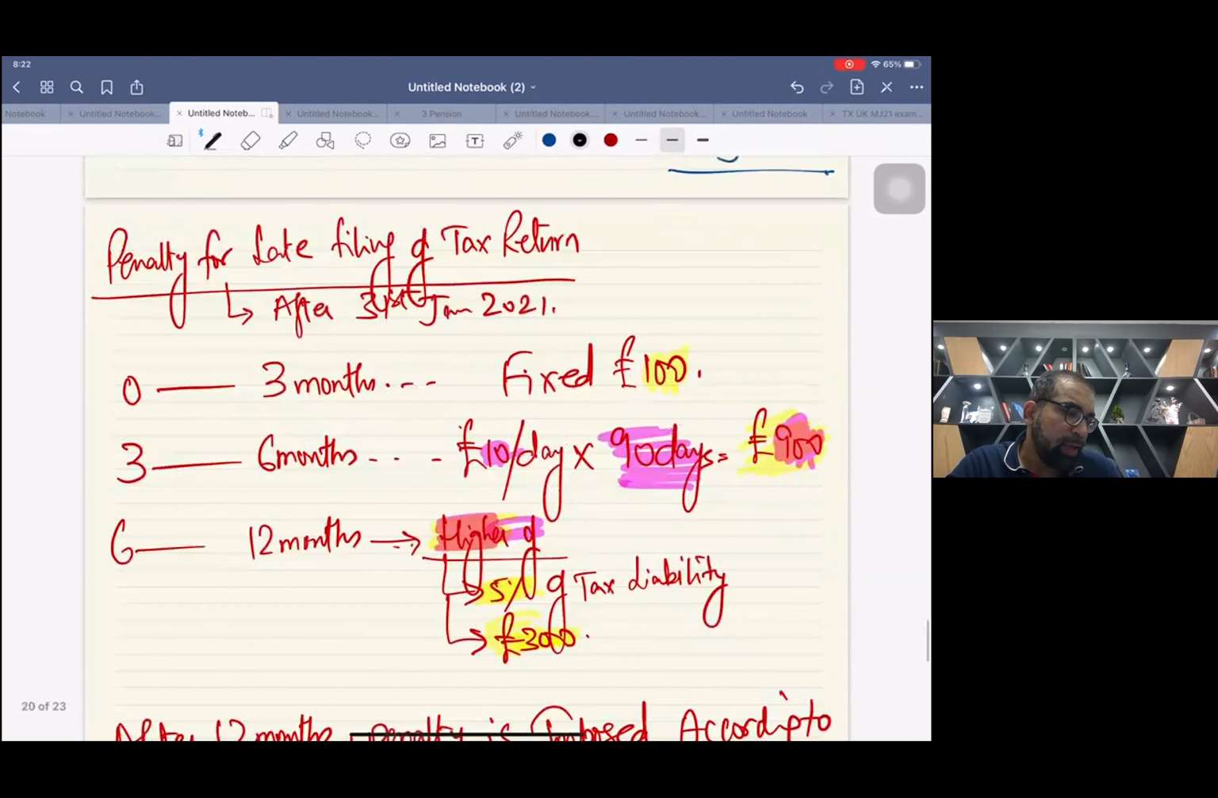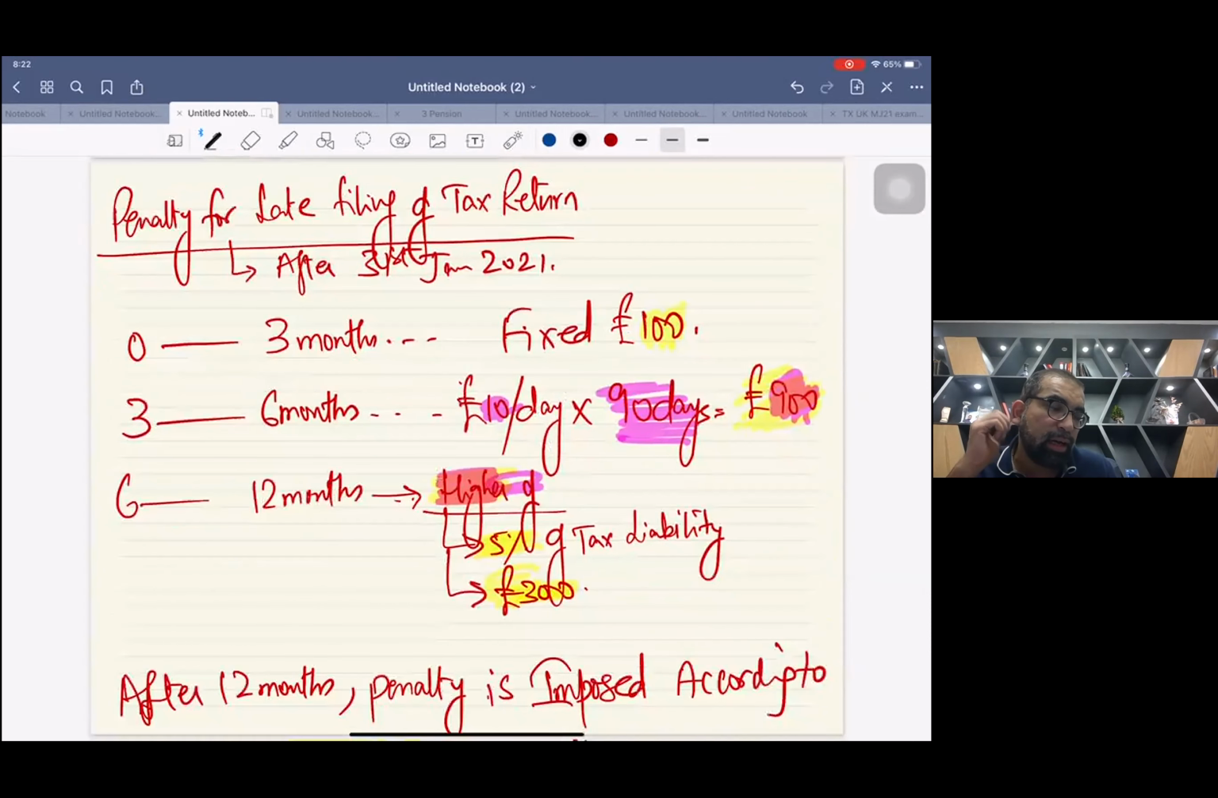See, these are the penalties for late filing of tax return. Listen, your last date of tax return filing for the 2021 fiscal year is 31st January 2022. Student, please invest your time, invest your efforts. Now if you didn't submit on time, then the first penalty is for 0 to 3 months. If you are less than 3 months late, then there's a fixed penalty of 100.